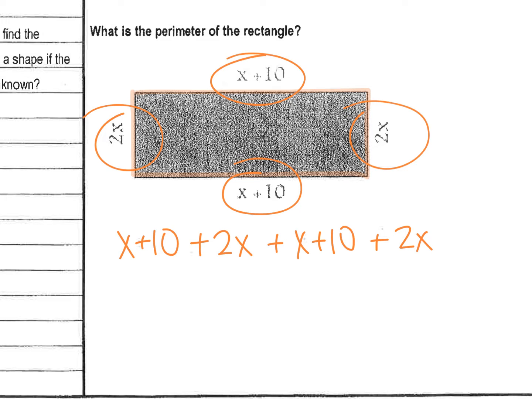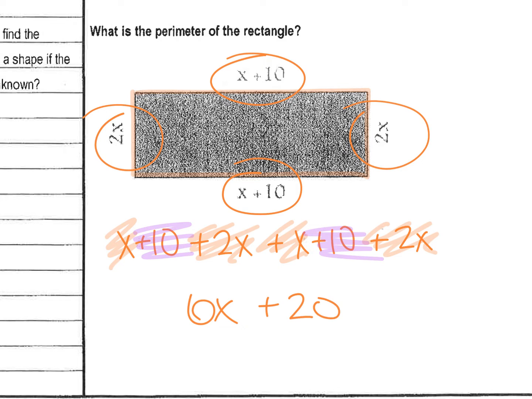But I know I can combine like terms, so I can put x plus 2x is 3x, plus another x is 4x, plus 2 more would be 6x. And then I can add my constants or numbers together. We have a positive 10 plus another 10, and that would be plus 20. So the perimeter of the shape is 6x plus 20 units.